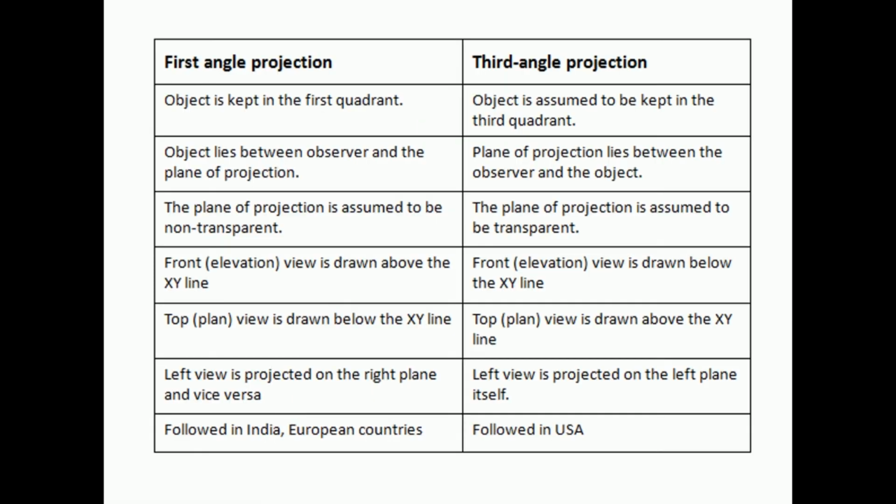Now we can see a simple difference between first and third angle projections. First angle and third angle lie in the first and third quadrant. In first angle projection, the plane of projection is assumed to be non-transparent. In third angle projection, the plane of projection is assumed to be transparent. The first angle projection is normally used in countries like India. The third angle projection is used in Western countries like the USA. Nowadays everyone uses both first angle and third angle projection. Compared to first angle projection, third angle projection is used by almost 90% of people around the world.